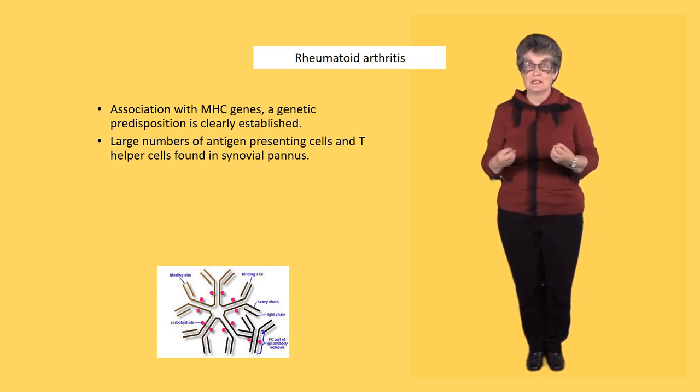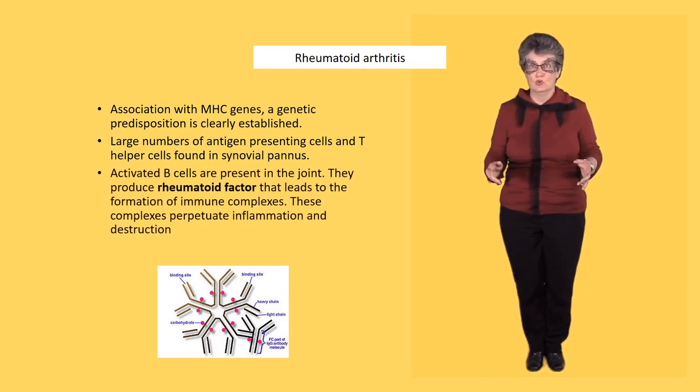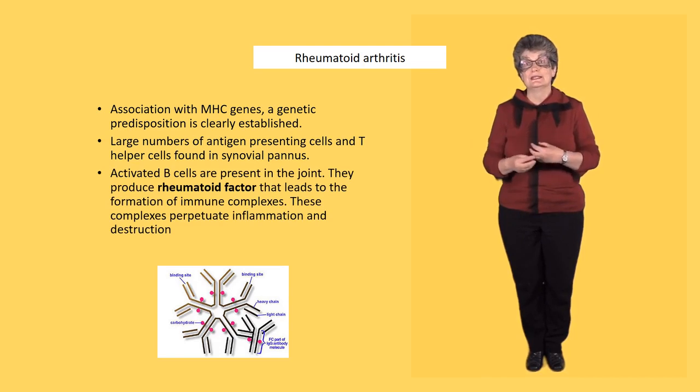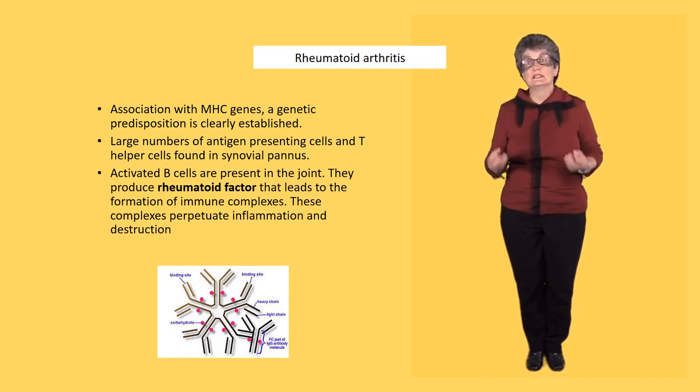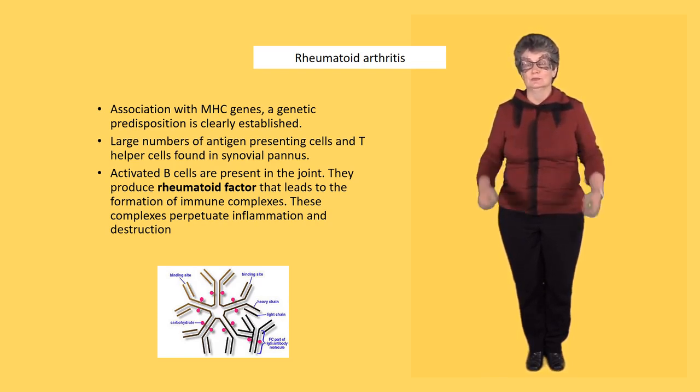Activated B cells are also present in the joints. They produce rheumatoid factor that leads to the formation of immune complexes. These complexes perpetuate inflammation and destruction of the underlying bone.